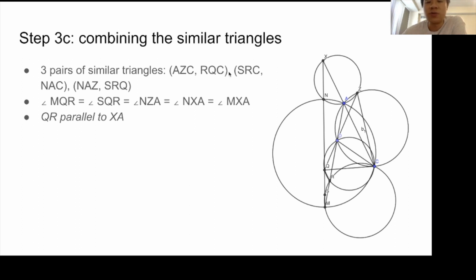So now that we have three pairs of similar triangles, what can we do? It turns out that we can just focus on the last similar triangle, NEZ and SRQ, which is built on the previous two similar triangles, and we get SQR equals the same as NZA, and so on. The one really important thing we can get out of this is that QR is parallel to XA.